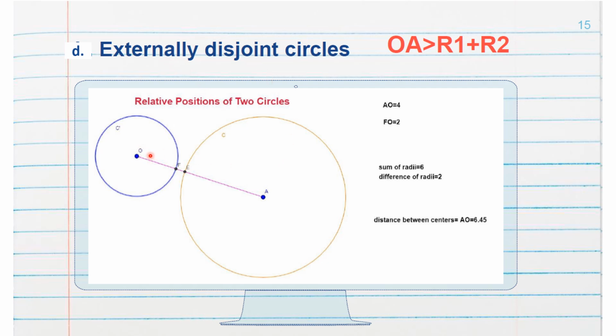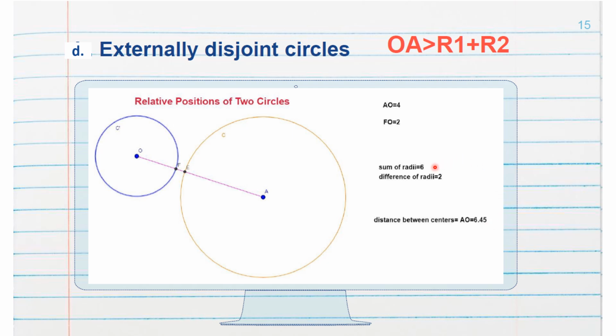Case 4, externally disjoint circles. These two circles with no common points, they are outside each other. This is radius 1, this is radius 2. Add the two radii, subtract the two radii. Then we have to compare these two numbers with the given distance between the centers. The given distance is 6.45.